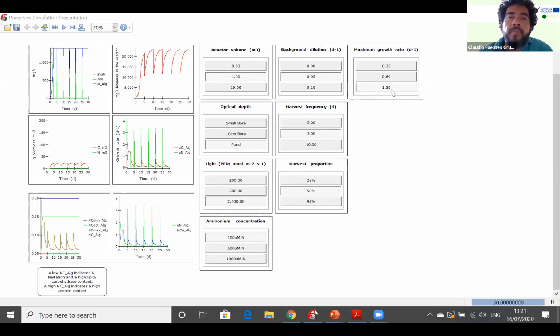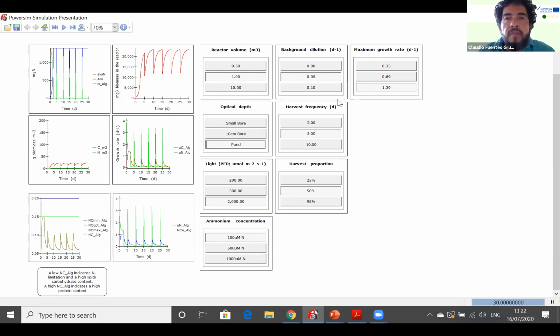Then you have the optical depth. Optical depth is basically the light pathway. For instance, 10 centimeter bore here is basically the size of a standard tube. Normally, standard tubes in PBRs are 32 millimeter, 63 millimeter, or 65, and 110. So this is basically a standard PBR, and then you have a pond. Small bore is for a really small, tiny flask.